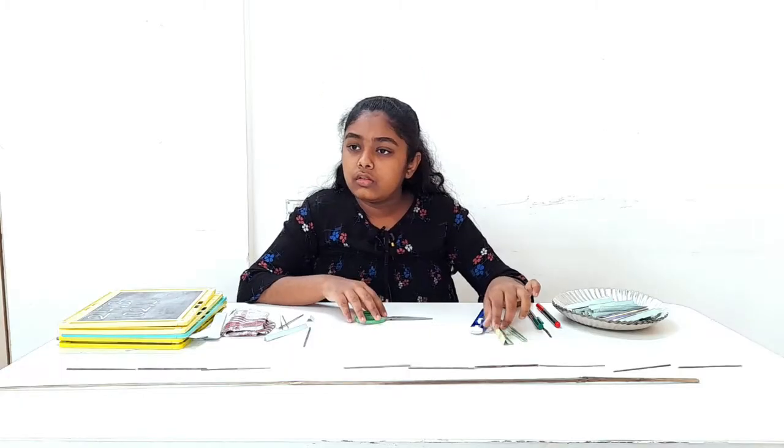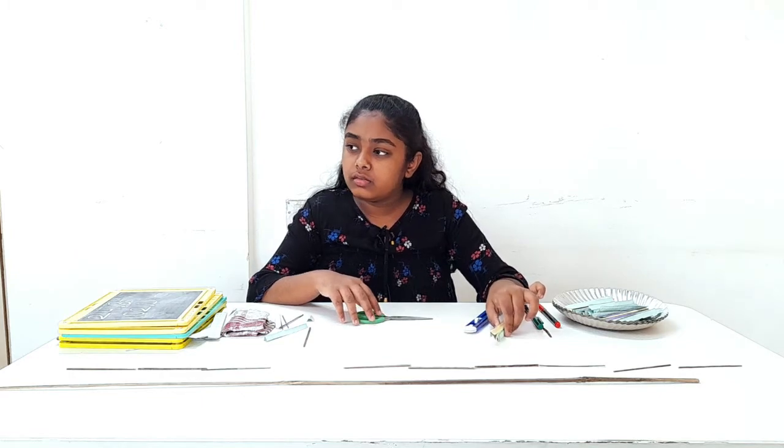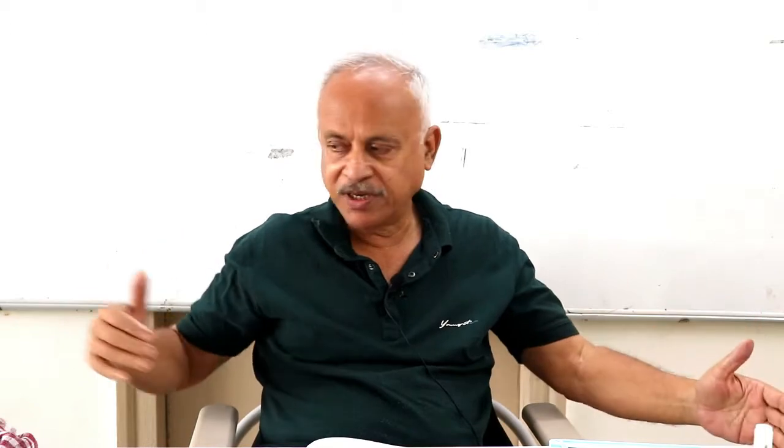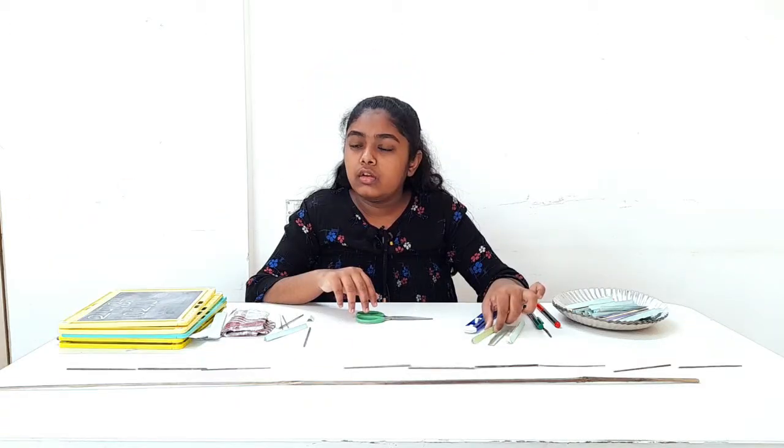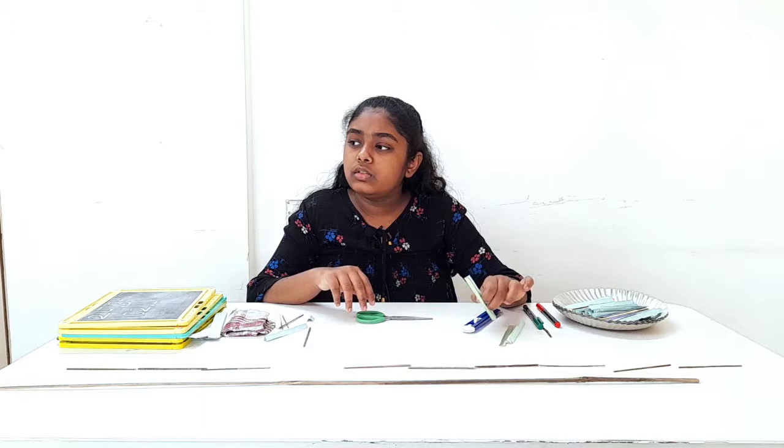So is the table more than a meter or less than a meter? More than a meter. But if I take 2 rods, that will be how much? 1 meter and 1 meter, that will be 2 meters. So is the table more than 2 meters or less than 2 meters? Less than 2 meters. It is more than 1 meter, and it is less than 2 meters.